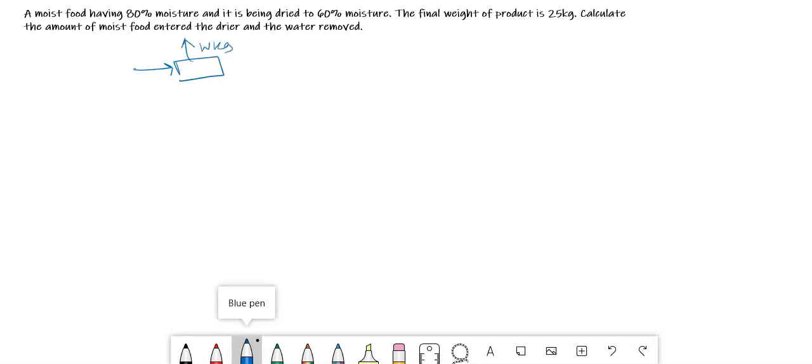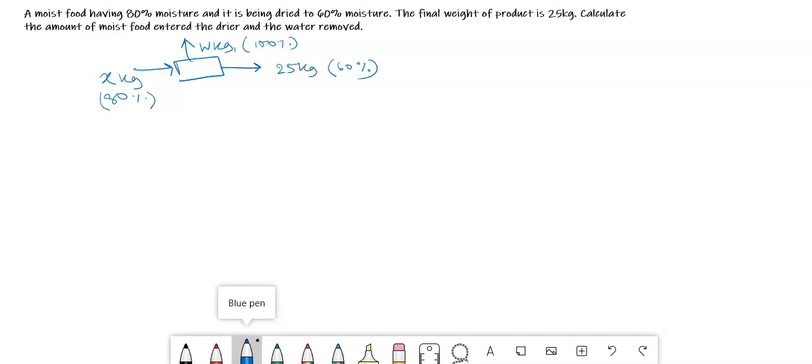W kg of water is being removed, which has 100% moisture content, and this is the final product, which is 25 kg in weight having 60% moisture, and the feed we don't know how much, so let it be x kg, and it has 80% moisture. Okay, so let us start.